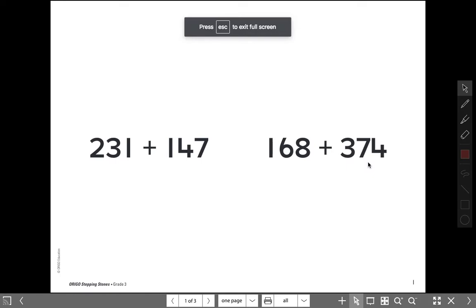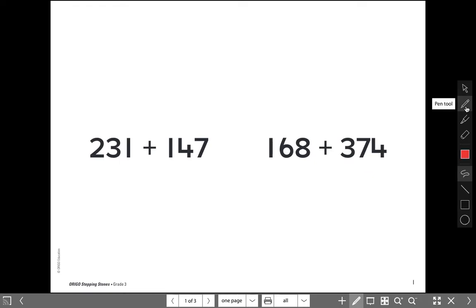So, let's remember the two ways we have to do this, okay? We can do it the long way and we can do it the tall way. So let's start with the long way. If we have 231 plus 147, how many hundreds do I have? Danny? 300. Okay, I have 300 because I have 200 plus 100.